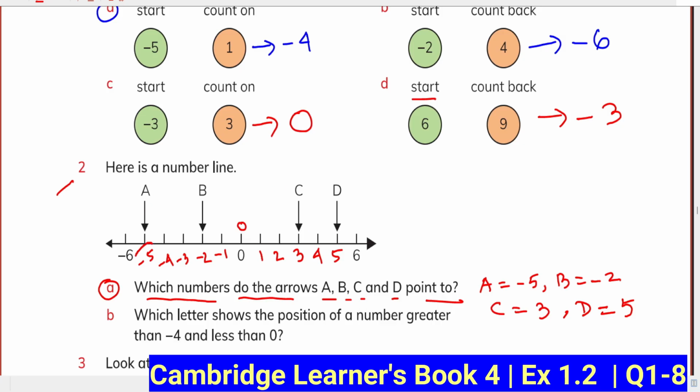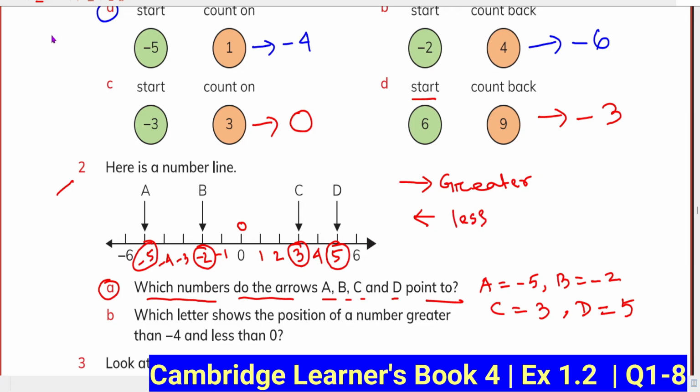A is -5, B is -2, C is 3, and D is 5. Which letter shows the position of a number greater than -4 and less than 0? Greater than -4, once it's on the right side, it will be the greater side. And on the back or left side, it will be less.